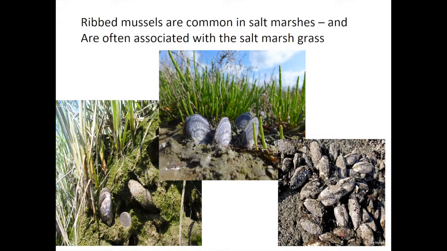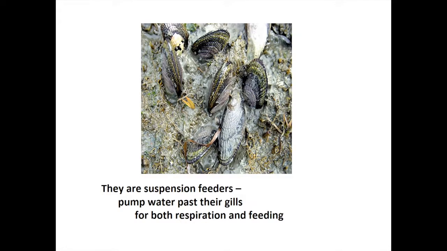Ribbed mussels are very common in salt marshes. In fact, they're the dominant bivalve that we see in these marshes, and they're very often closely associated with the salt marsh grass. Mussels are suspension feeders. That means that they are feeding on organic particles that are suspended in the water column.